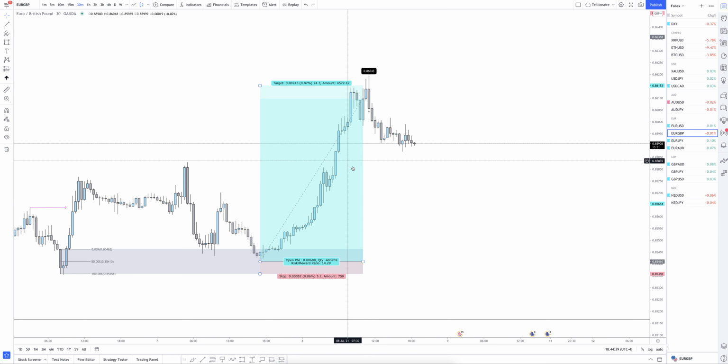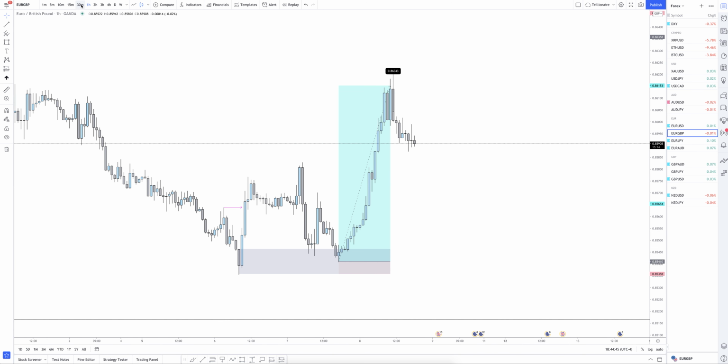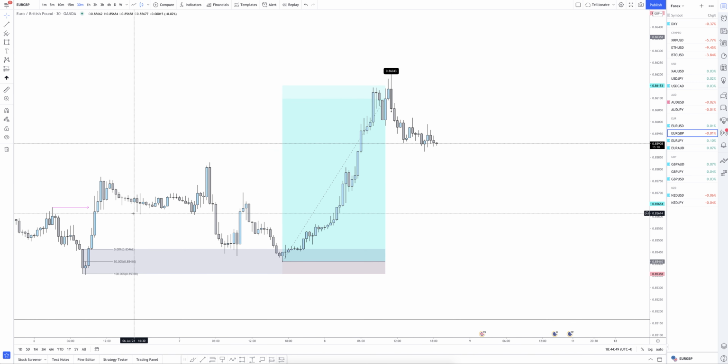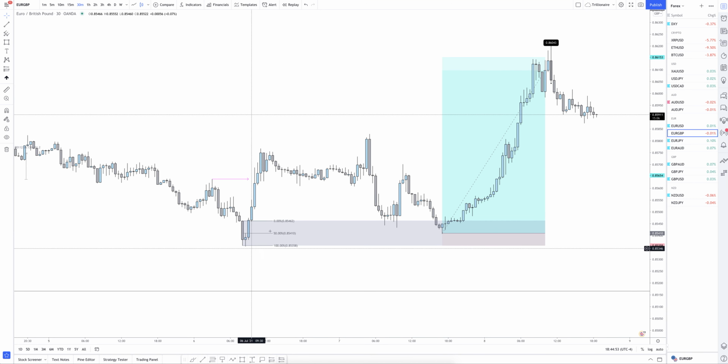If you are on the M30, same concept. Now I just used the H1 time frame since I saw confluence with the M30, but something that I do at times, if I see certain confluences, is I'll use 50% of the order block as my entry.